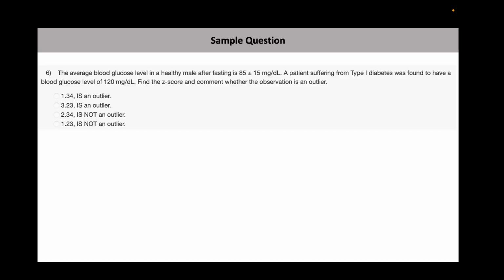The average blood glucose level in a healthy male after fasting is 85 plus minus 15 mg per deciliter. A patient suffering from type 1 diabetes was found to have a blood glucose level of 120 mg per deciliter. Find the z score and comment on whether the observation is an outlier or not.